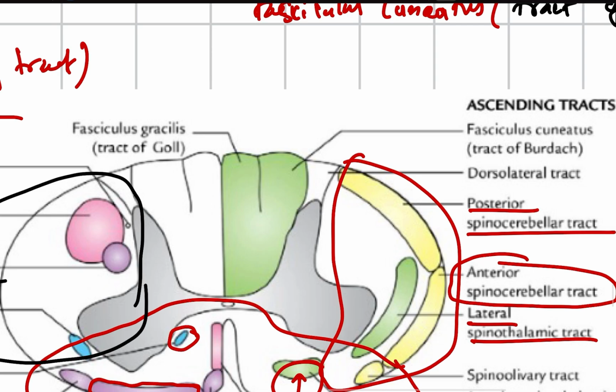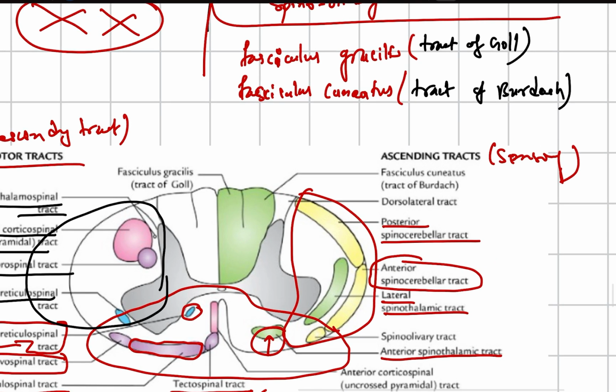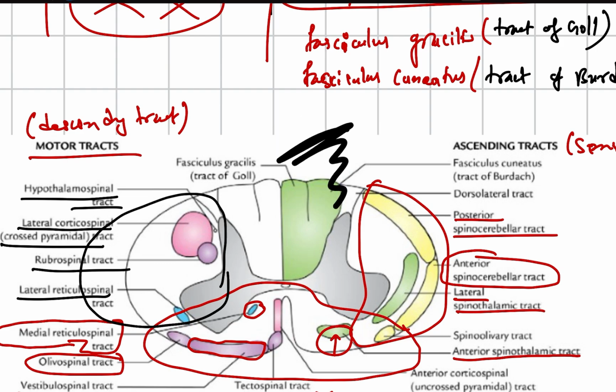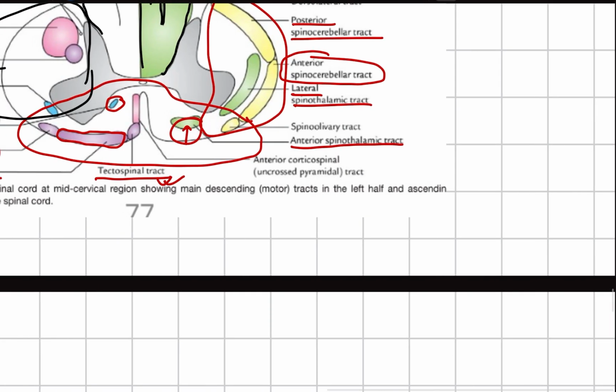Looking at this image, for the descending, there is no descending tract in the posterior column. In this image, on the lateral side is the fasciculus cuneatus, and on the medial side is the fasciculus gracilis, the tract of Goll. And one thing to make clear, both are the same sensory tract.